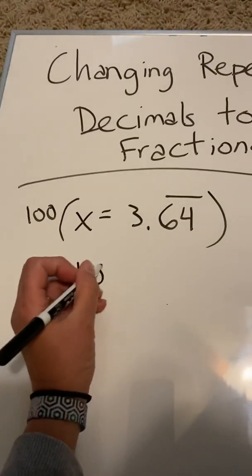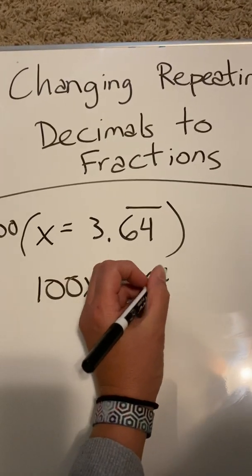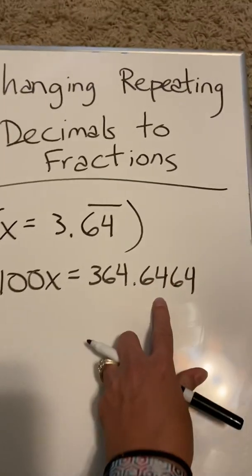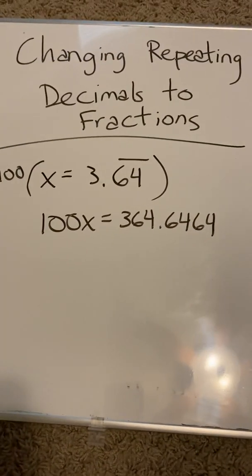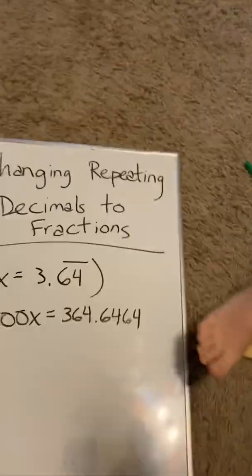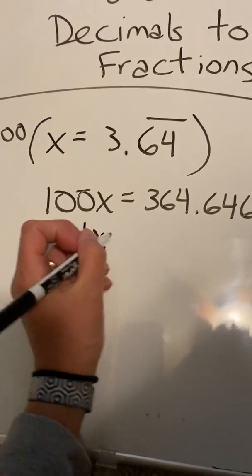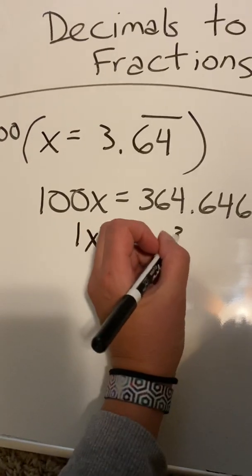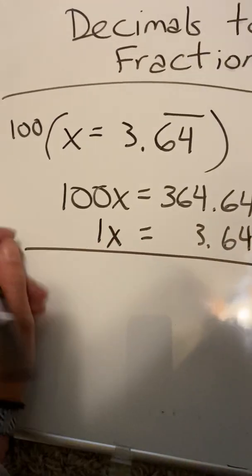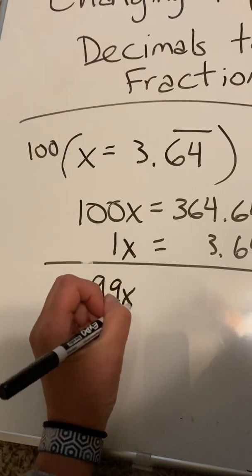This becomes 100x equals 364.6464. I just write this several times to remind myself that it's there. We're going to subtract the original equation, 1x equals 3.6464. 100x minus 1x is 99x.